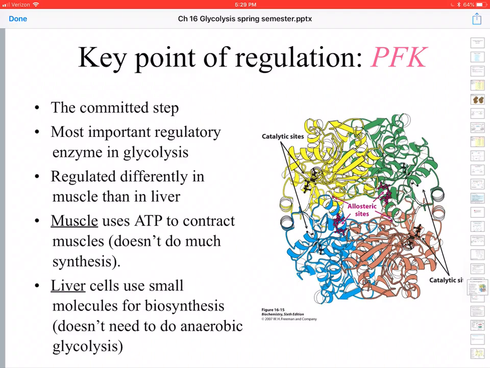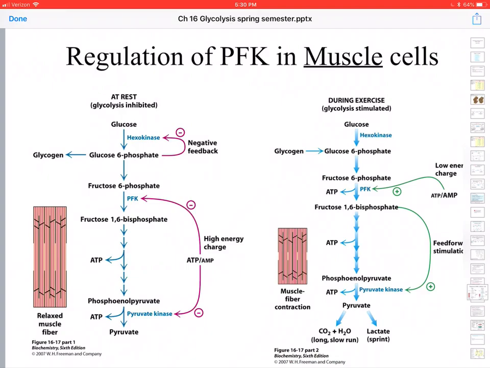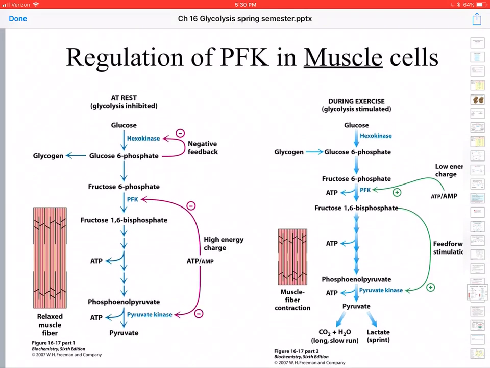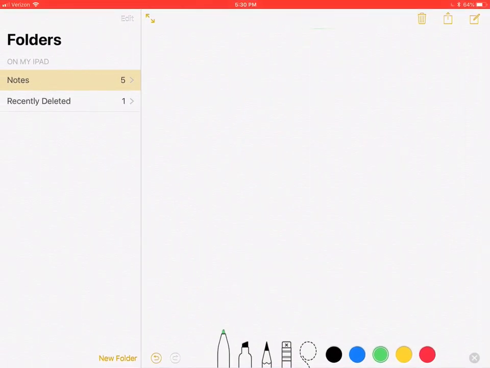We are going to study each of the 3 regulated enzymes of glycolysis in the muscle and in the liver. So, wow, that's getting complicated. Luckily, we're only looking at muscle and liver. So, regulation of PFK in muscle. I'm going to use the notepad and draw some diagrams here. So let's start with glucose.